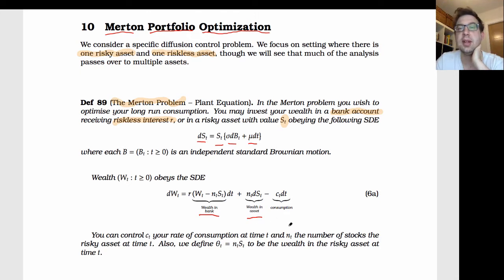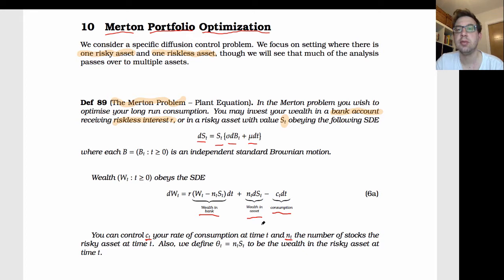And then finally, and most importantly for investors, the amount of money that you can take out and consume and live off and use elsewhere. So the consumption that you deduct is a sort of rate that you take away from your investments. And so here there's essentially two parameters you can control. You can control your rate of consumption, and you can control the number of stocks that you have.